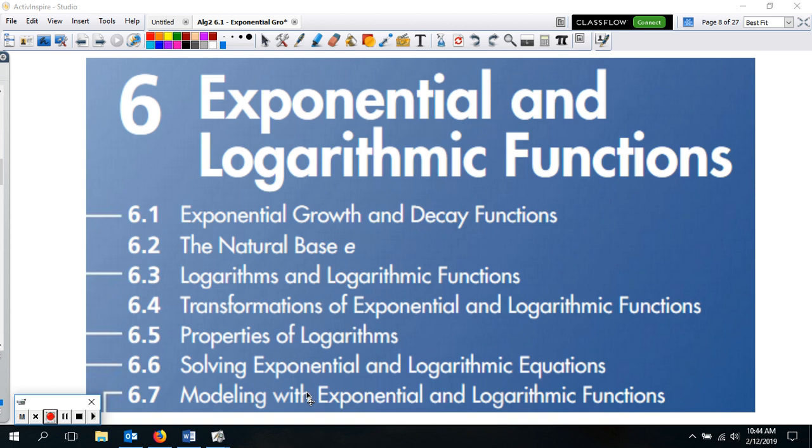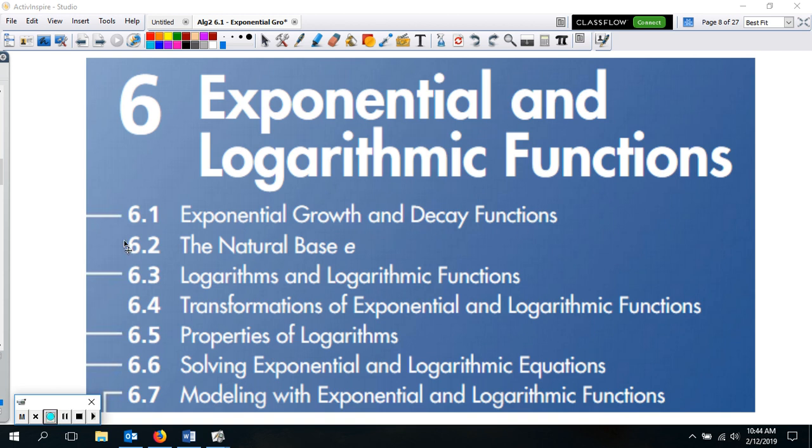Hello Algebra 2 students, and welcome to Chapter 6, Exponential and Logarithmic Functions. In this chapter, we're going to be doing 6 sections, 6.1 to 6.6. And today we're going to be starting with exponential growth and decay functions.